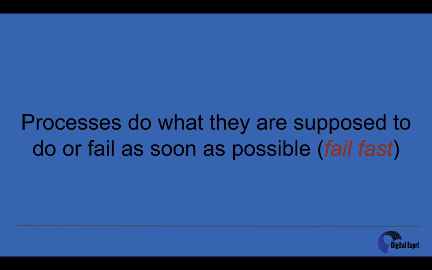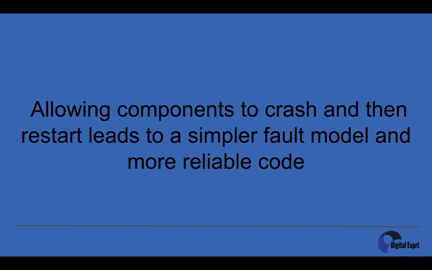Processes do what they're supposed to do, according to the specification, or fail as soon as possible if something happens that the specification did not declare, so we don't know what to do, we just fail. This is called fail fast, or let it crash. Allowing components to crash and then restart leads to a simpler fault model and more reliable code. So the code is not trying to be very smart, it's not trying to handle surprises while it's running. It just capitulates. Just throw in the towel, crash, restart, and see what happens next.